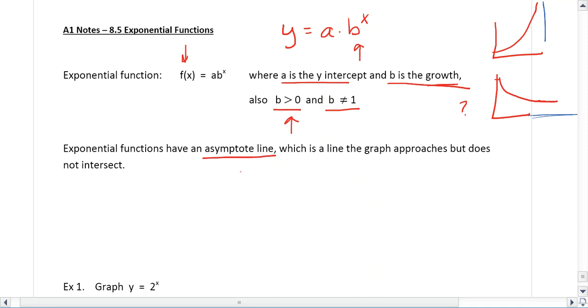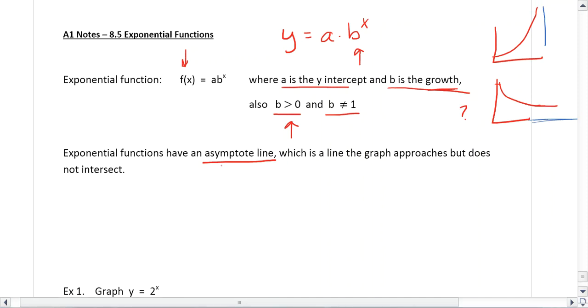And this, we'll discuss this more in class, and this is kind of getting into a real advanced algebra and calculus topic. But for now, I just want you to be familiar with the term.